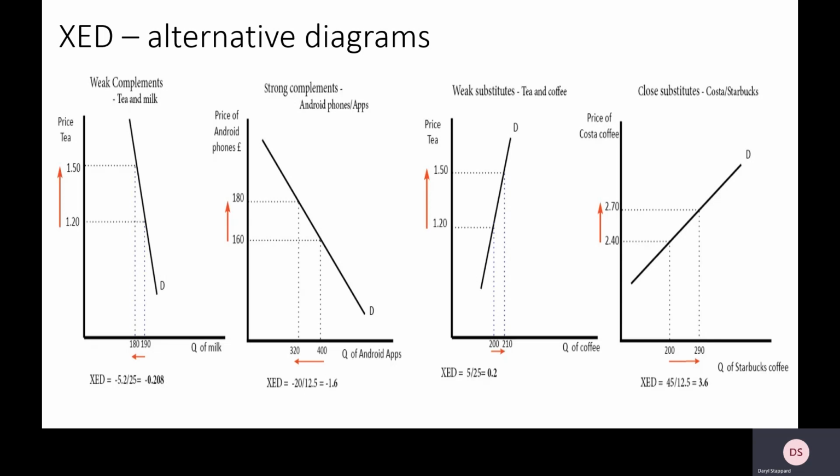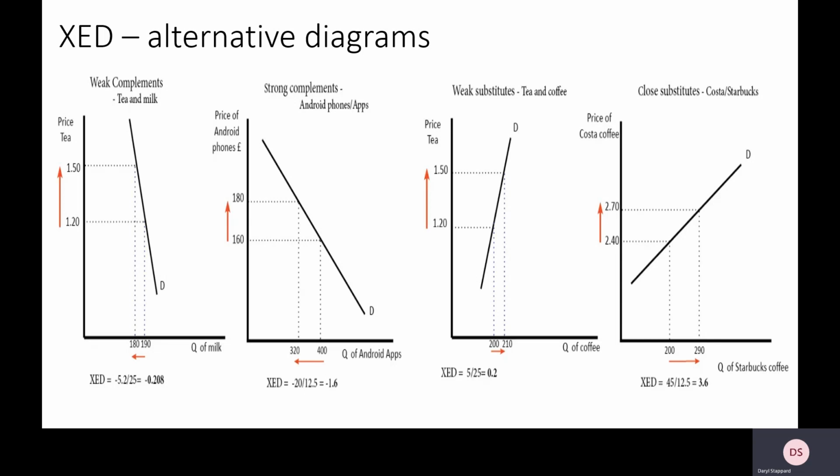Now look what happens here. I've increased the price of Android phones from £160 to £180. That has led to the demand for the apps falling from 400 to 320. If I calculate the percentage changes, the price of the phones has increased by 12.5%. That has led to the demand for the apps falling by 20%. So if I plug those numbers into the cross YED formula, I've got minus 20% divided by 12.5%, and I get a score of minus 1.6.